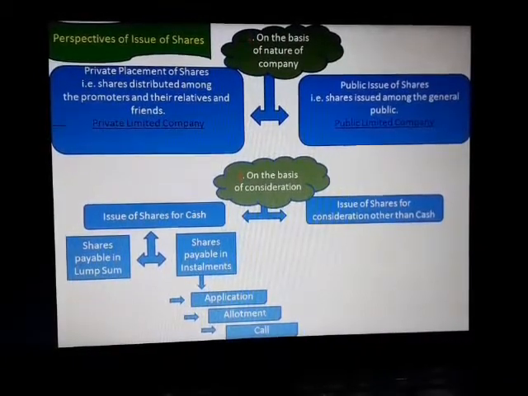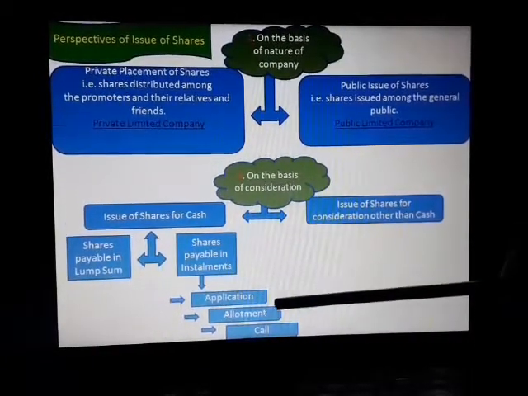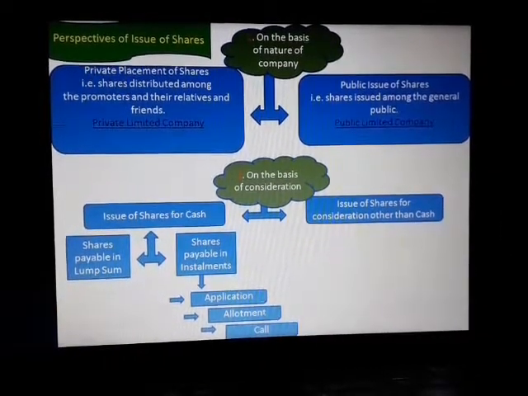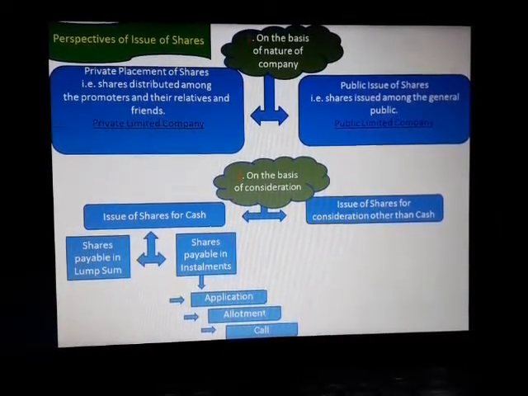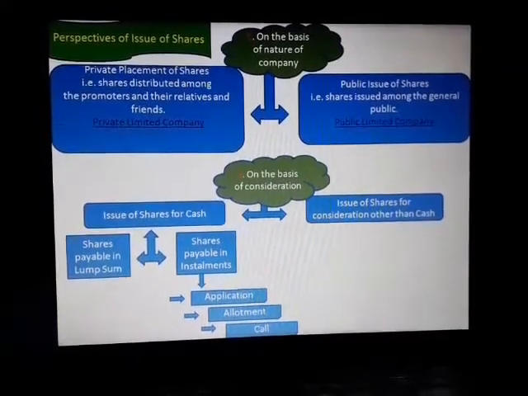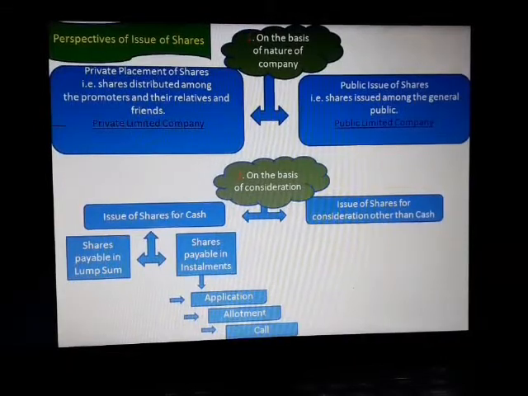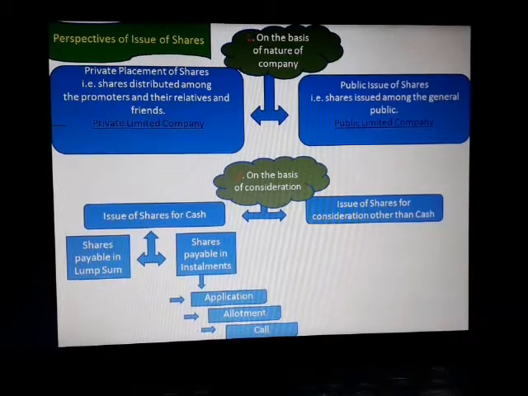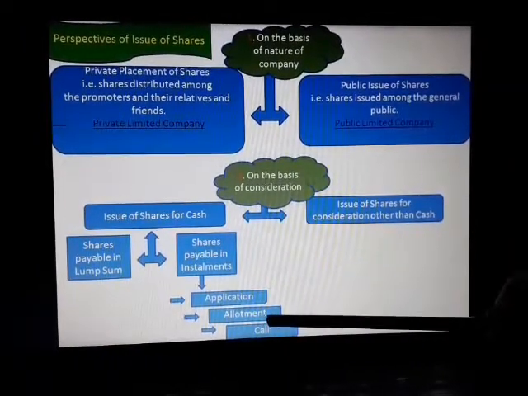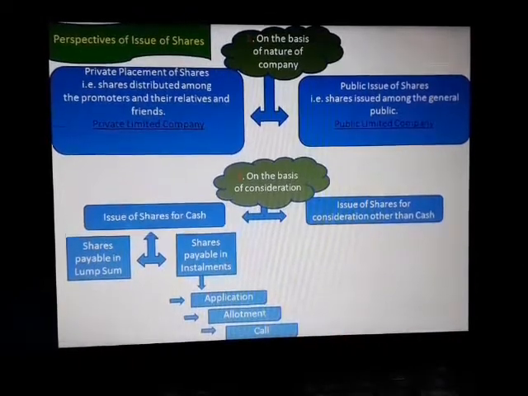And installments are generally named as application, allotment and call. First installment is known as application, that is the money to be sent with the application by the applicants of share. Allotment, while the company is allotting the shares among the applicants, after allotment they instruct the shareholders or allottees to pay the next installment. That's why the second installment is known as allotment.